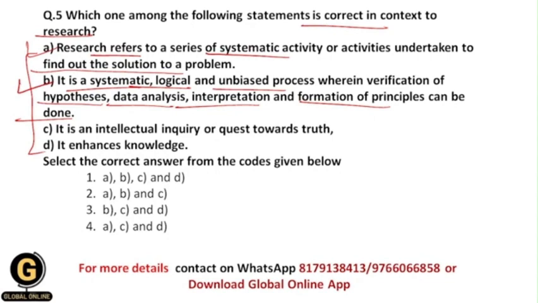As well, this is unbiased. Unbiased means whatever we do here, we do fairly. And as well here we verify the hypothesis that we have created, we do the data analysis, we interpret the data, and as well we form different kinds of principles. Okay. Now the third one is, it is an intellectual inquiry or quest towards truth.